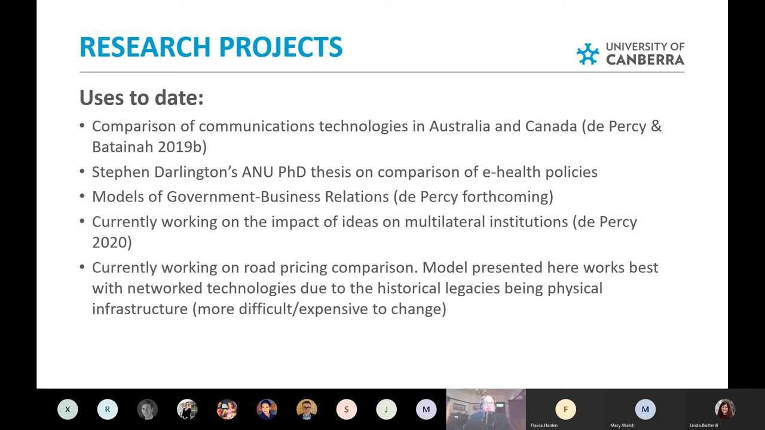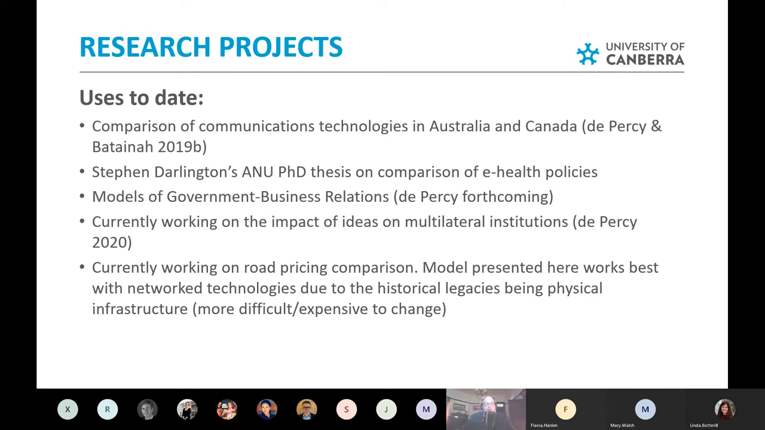Stephen's ANU PhD thesis, which he's about to graduate with shortly, used a similar model in comparing e-health policies in Australia, the UK, and the United States. I have a chapter coming out in John Warner's Festschrift book that we've now got off to the publishers, and it's looking at models of government-business relations, drawing on some of these ideas. And I'm currently working on the impact of ideas on multilateral institutions based on the work I've done in a book chapter that came out earlier this year. And now I'm looking in some more detail at a road pricing comparison using similar techniques.